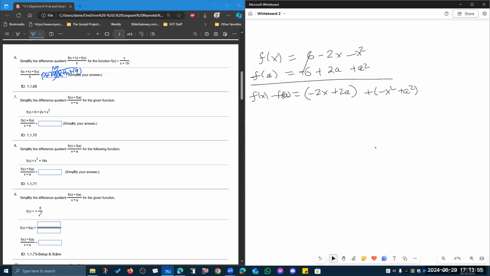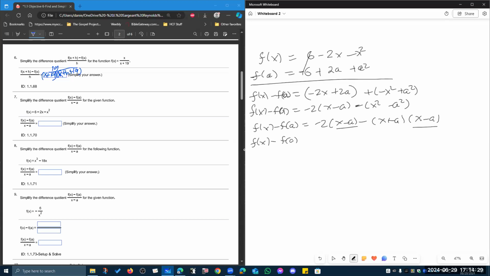I know that I'm looking for x minus a to show up, so I'm going to do some factoring here. F of x minus f of a is equal to negative 2 times x minus a, minus x squared minus a squared. F of x minus f of a is equal to negative 2 times x minus a minus x plus a times x minus a. I see x minus a common. I'm going to factor it out. X minus a times negative 2 minus x plus a.